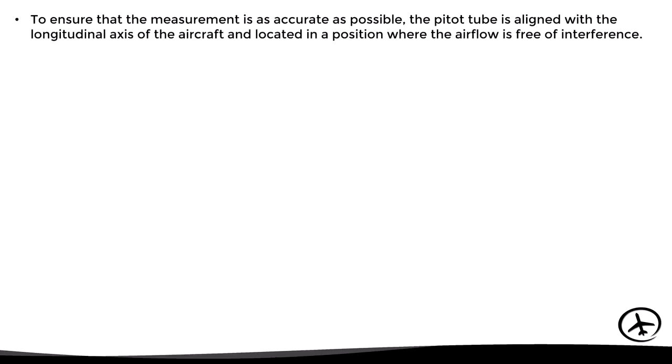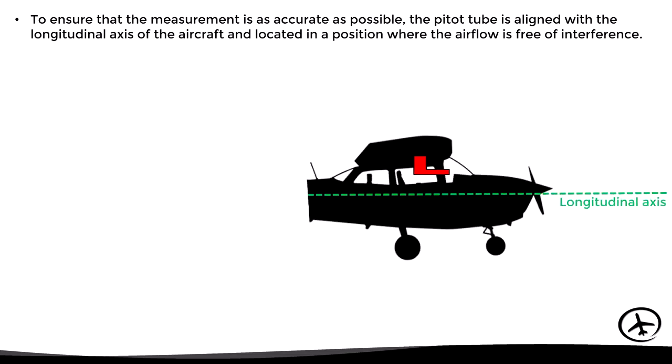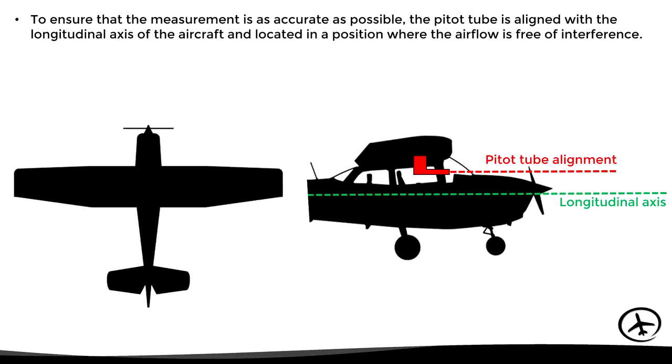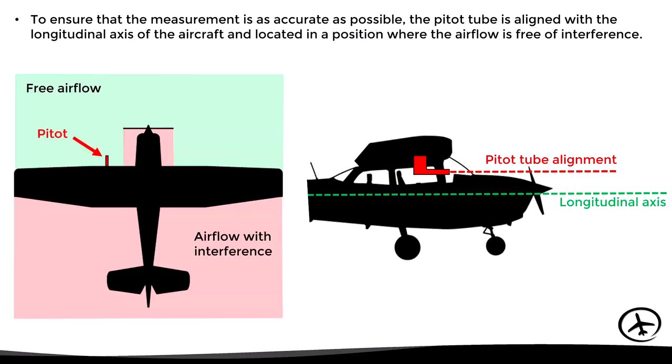Now, in order to ensure that this Pitot tube performs an adequate measurement, it is important that it is aligned with the longitudinal axis of the aircraft, as we can see in this example. And also, it must be located in a part where the airflow is free from any interference. Because when an aircraft moves, the airflow is altered by parts of the plane, like for example the propeller or the wings. And this interfering flow is not suitable for measuring the total pressure. Therefore, the Pitot tube should be located in such a way that it is exposed to the proper airflow, in other words, the free airflow.